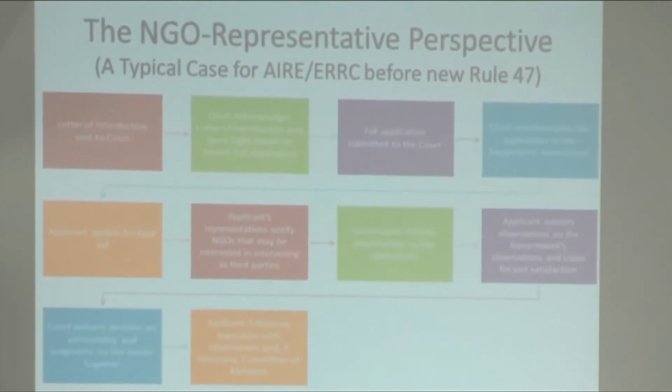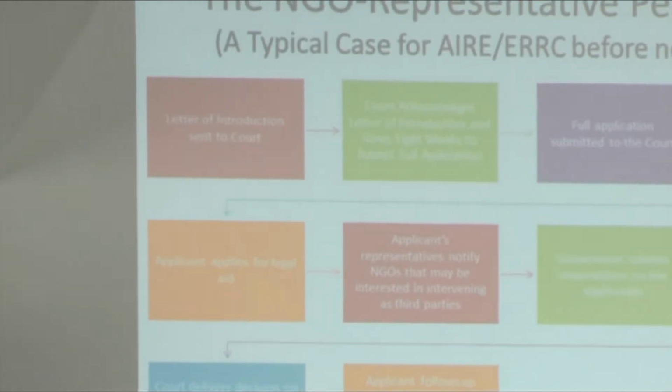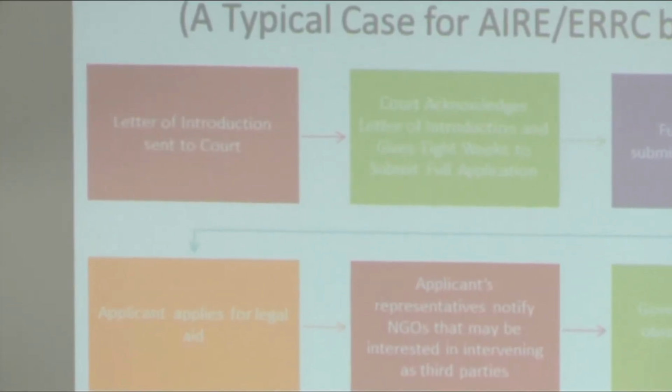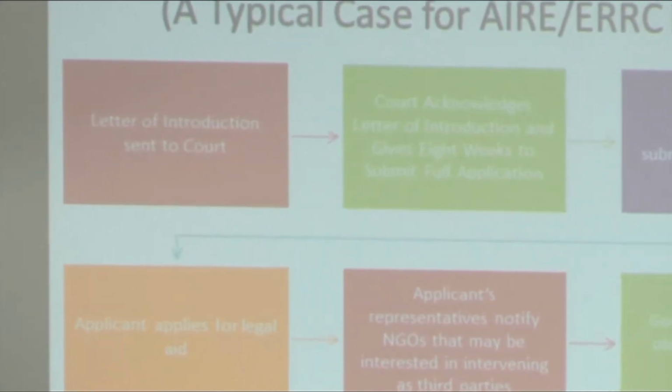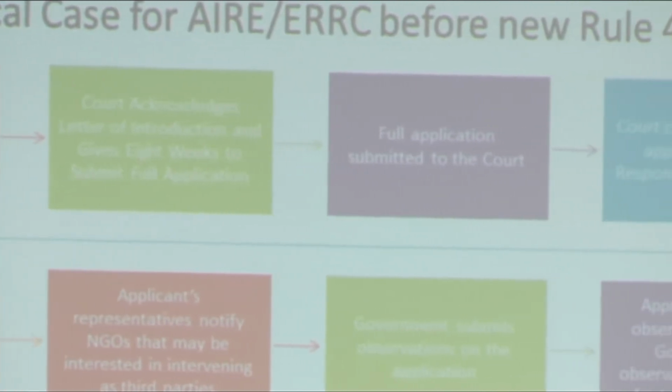Before Rule 47 came in, and we'll talk about Rule 47 in a moment, the first thing that I tended to do was send a letter of introduction to the court. So write a letter to the court about 2 pages long, saying, we intend to introduce an application. This is a basic overview of the facts of our case. These are the articles that we claim are going to be violated.